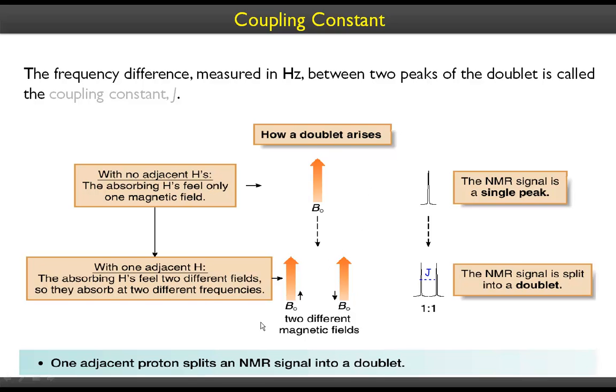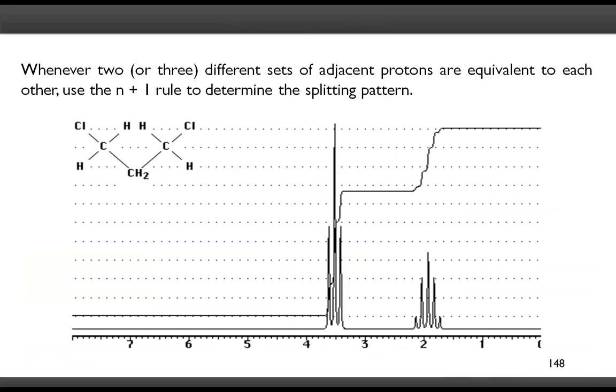So one adjacent proton splits an NMR signal into a doublet, and the intensity of the signal and coupling depends on the dihedral angle. For the dihedral angles, again, there is something called the Karplus equation. It's again at a higher level for you, so I'm not going to go into the details. So where else is this n+1 rule applicable? Whenever 2 or 3 different sets of adjacent protons are equivalent to each other, though they are chemically different, you can apply this rule. But in this case, these are chemically equivalent, so you can apply this rule.